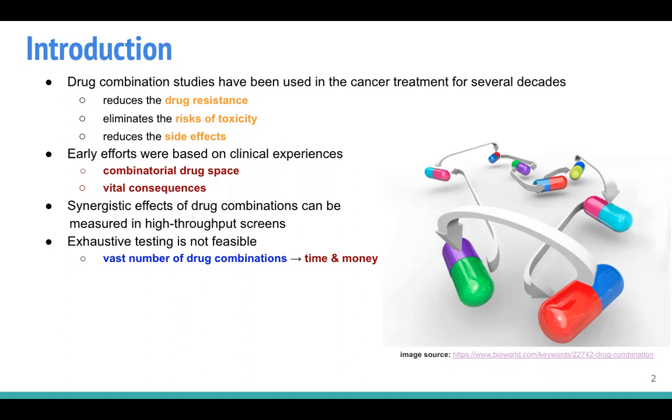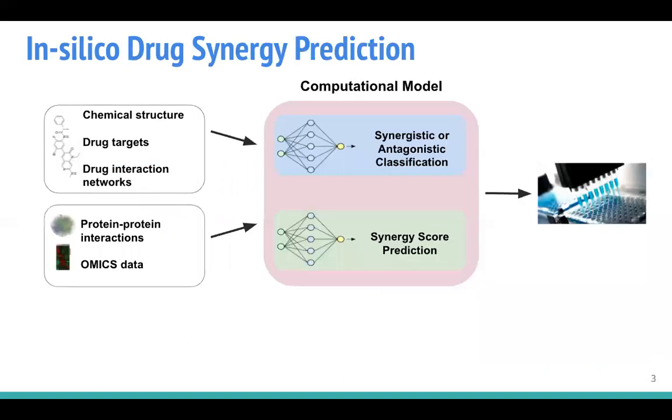Early efforts to assess drug synergy were based on clinical experiences by doctors, but it's not possible to try all of the combinatorial drug space, and also trying an unknown combination may lead to vital consequences. We can measure the synergy of drug pairs with high throughput screens, but even with high throughput screens, exhaustive testing is not feasible due to time and money constraints.